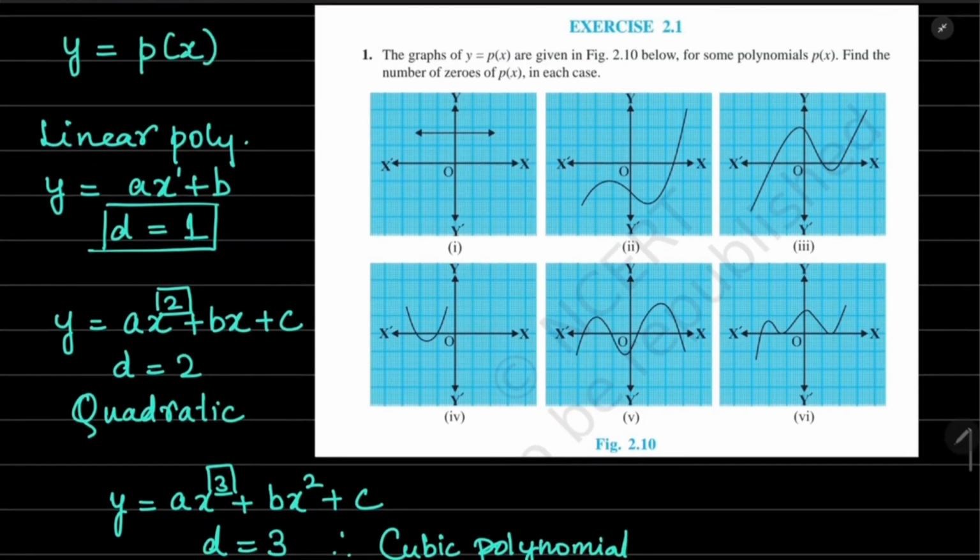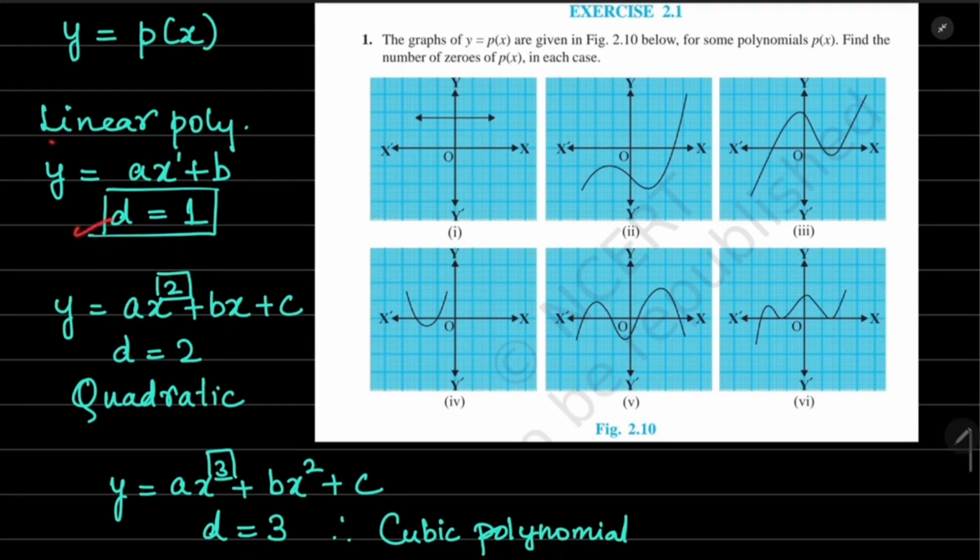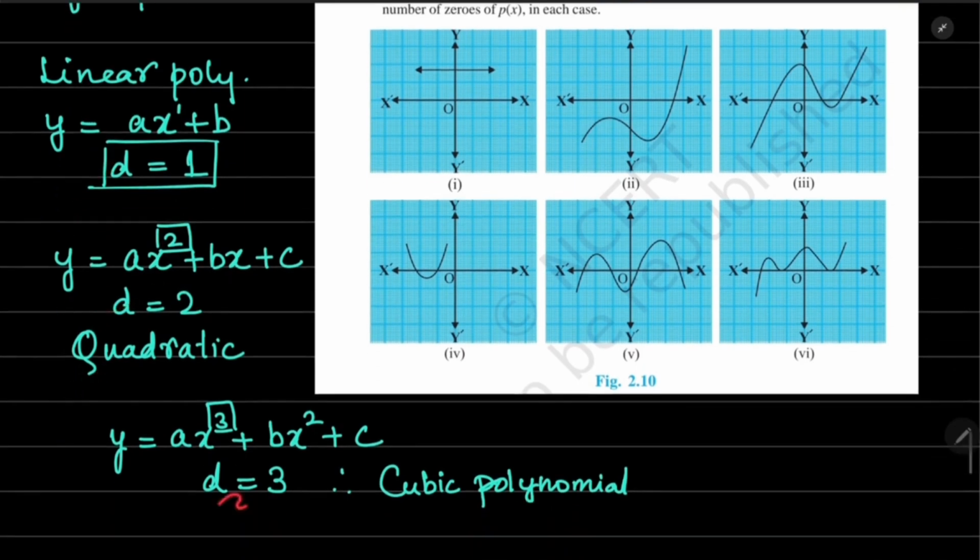And how do you find? If you are given a polynomial and asked to identify the degree, just make sure you understand what is the highest power of the variable. Whatever is the highest power of the variable, that is the degree. If the degree is 1, it's a linear polynomial. If the degree is 2, it's a quadratic polynomial. And if the degree is 3, it's a cubic polynomial.